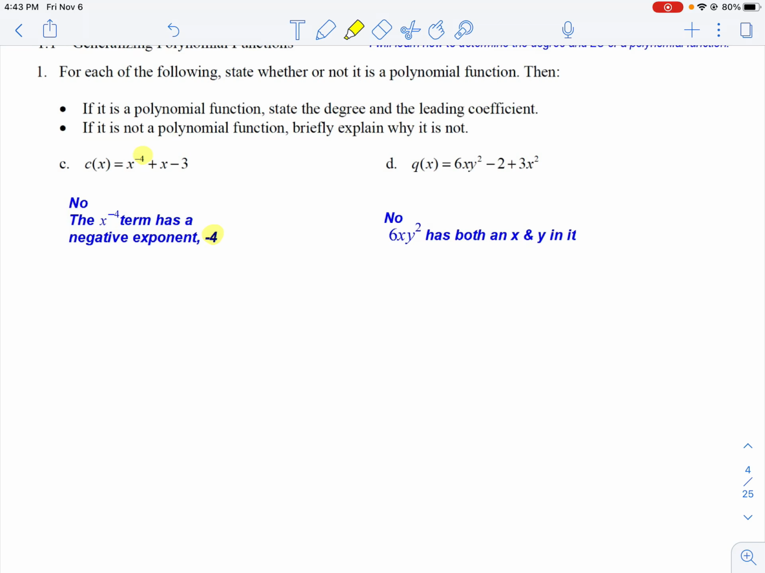Letter D, it doesn't have a negative exponent. It does not have a fractional exponent, but it's using multiple variables. So this is not a polynomial function.